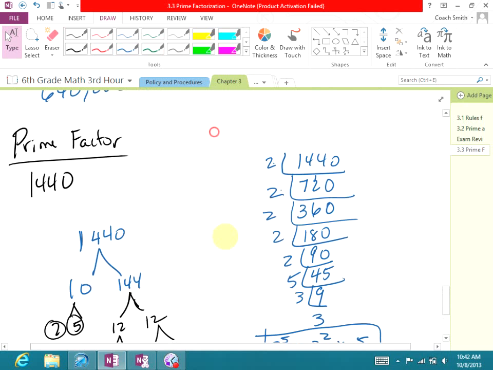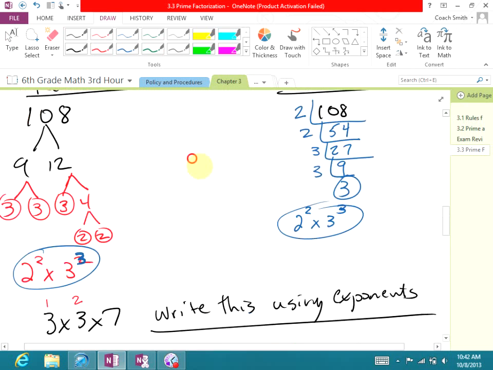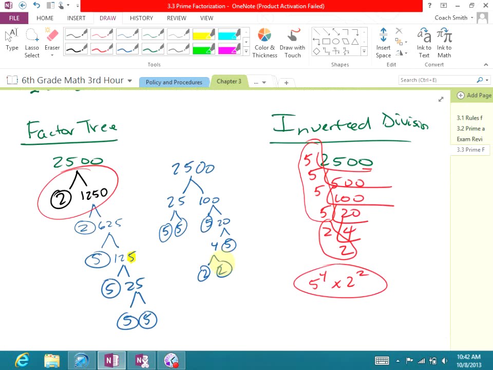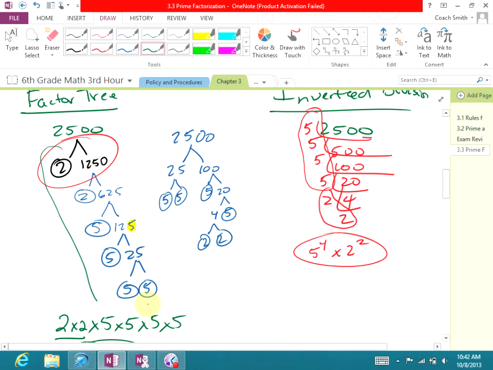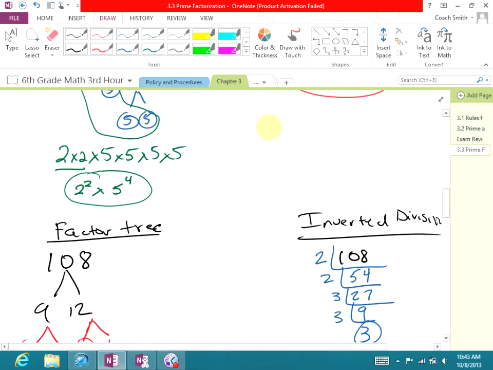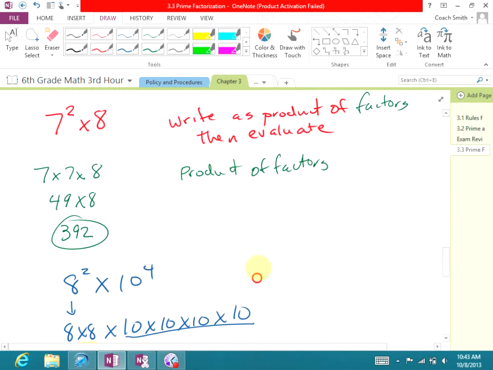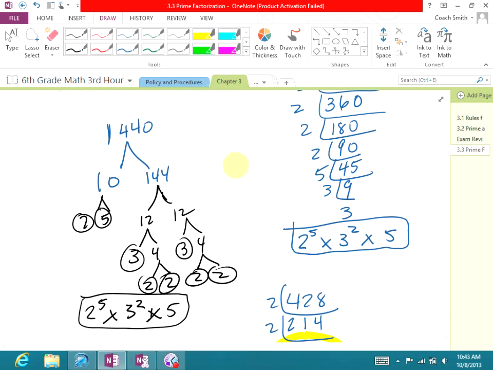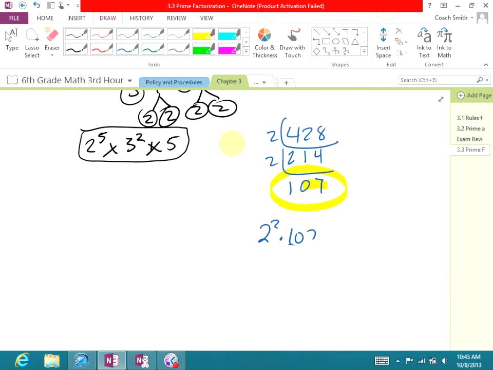Just like the one we did, the 2,500. Owen came up with those first two factors, and basically, without us knowing it, right here, you did inverted division. I just started with five instead of two. Like I said, either way, you're going to come up with the same answer if you do the math right. Which way you use is totally up to you. If you want to use both, use both. But like I said, in the future, I will be using inverted division. When we start talking about greatest common factors, least common multiples, all those things are going to enter into it.